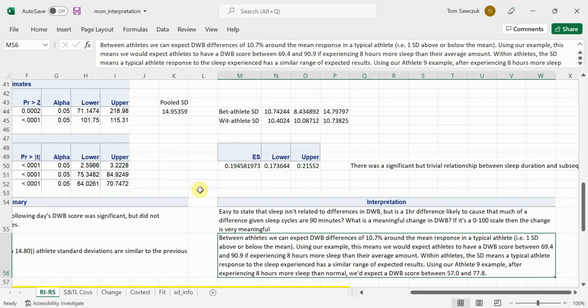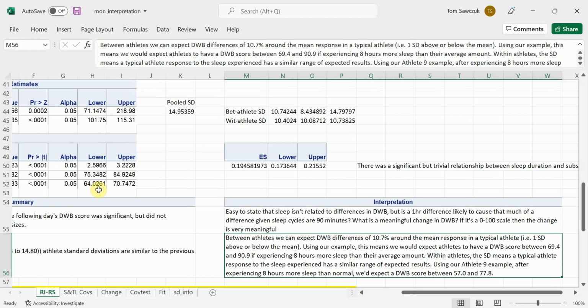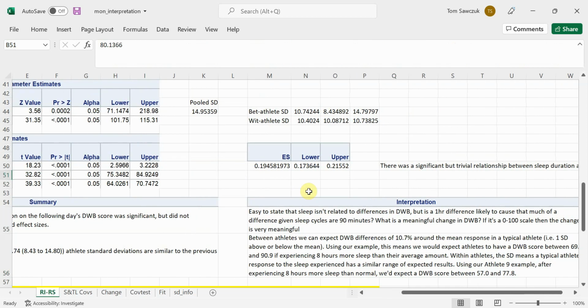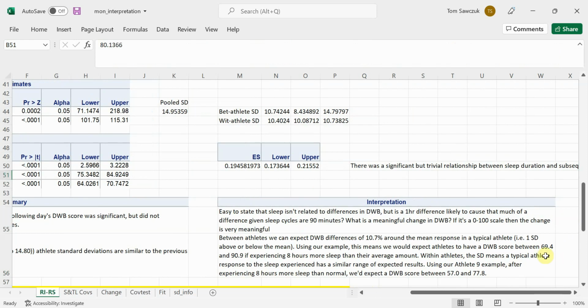We use the between athlete standard deviation, add and subtract that to the estimate, and rather than just saying that 8 hours plus for the average athlete would give us an estimate of 80.14, we can change that so that we have a range now, which is 69.4 to 90.9 as their subsequent daily well-being score for the typical athlete if they experience 8 hours more sleep than the average amount. So that takes into account 66% of the athletes would fall within that range.